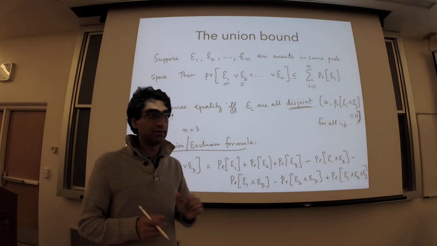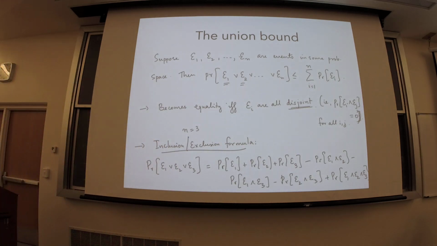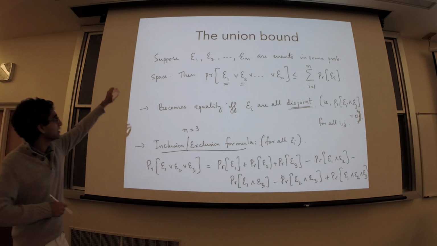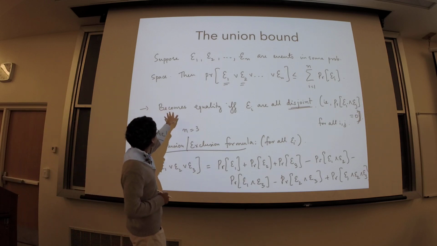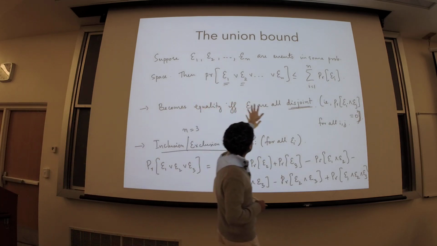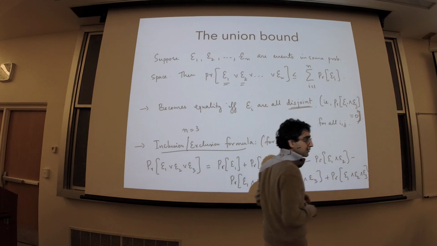Yeah. So in this case, we are assuming that it's not disjoint, right? The probabilities. Yeah, this holds for any events. For all events. Both the statements hold for all events. I just said that it becomes equality if the E_i's are all disjoint.